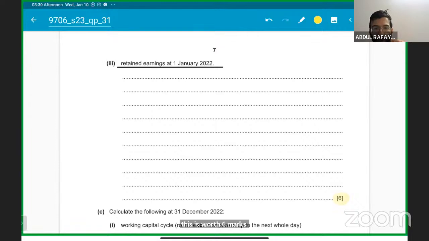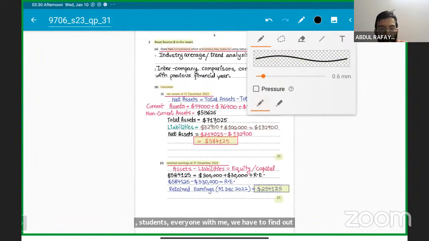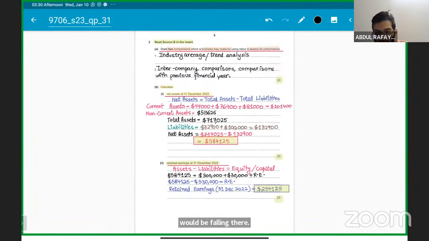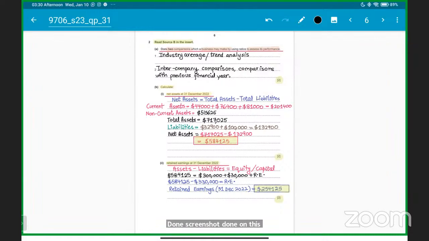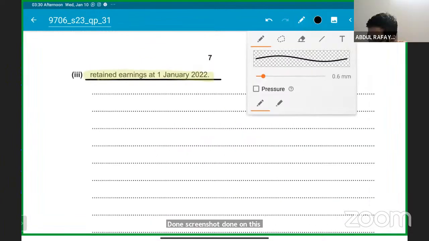And this is worth 6 marks, which means a lot of huge calculation will be done. Okay, students, everyone with me? We have to find out retained earnings at the start of the year. Everyone following? Clear? Any problem? Screenshot done on this, so I can move forward. Now, what was the formula I told you for this?